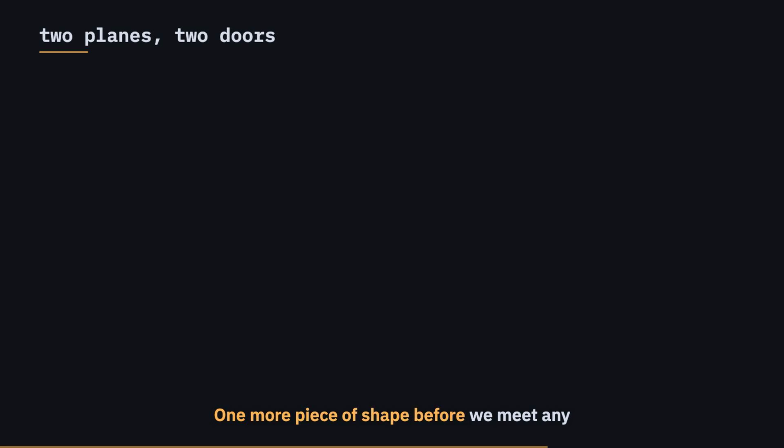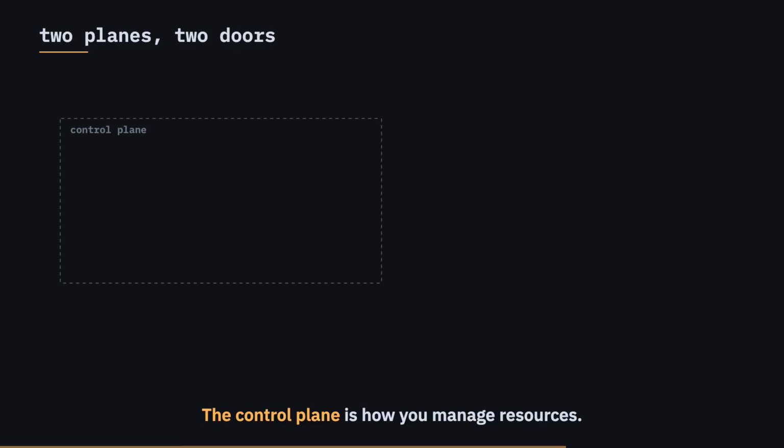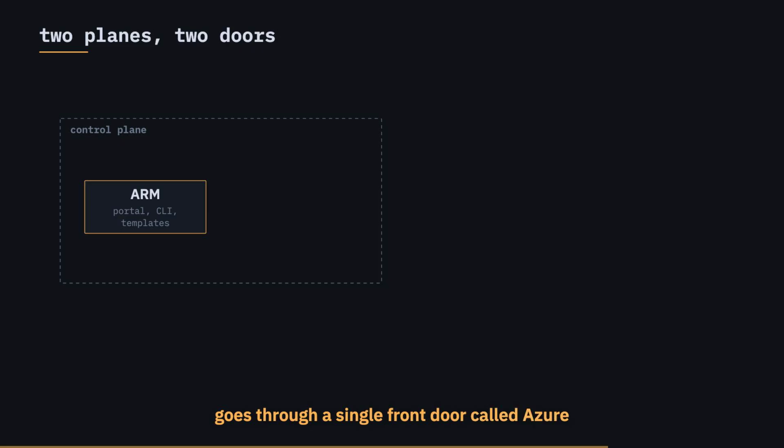One more piece of shape before we meet any users. Azure has 2 planes, and they answer to different doors. The control plane is how you manage resources. Create a storage account, resize a virtual machine, delete a network. Every one of those requests, whether it comes from the portal, the command line, or a template, goes through a single front door called Azure Resource Manager, ARM for short. ARM checks your permissions, checks policy, and then makes the change.